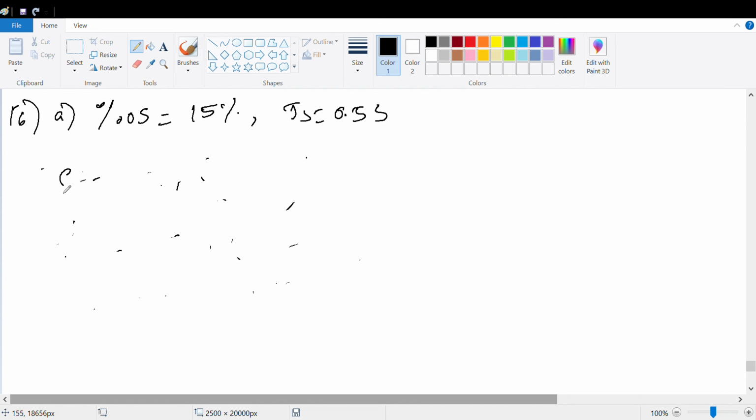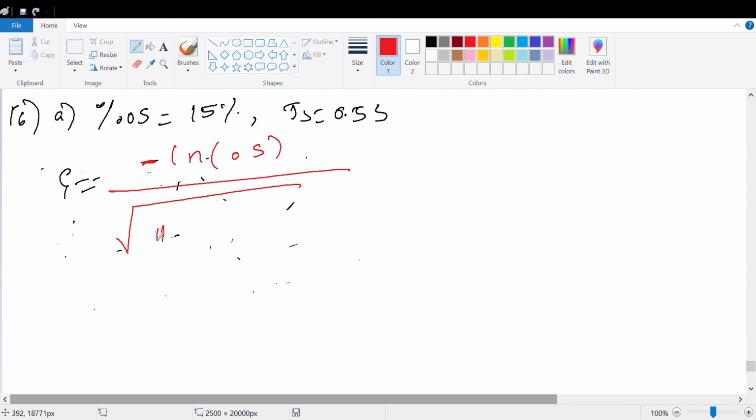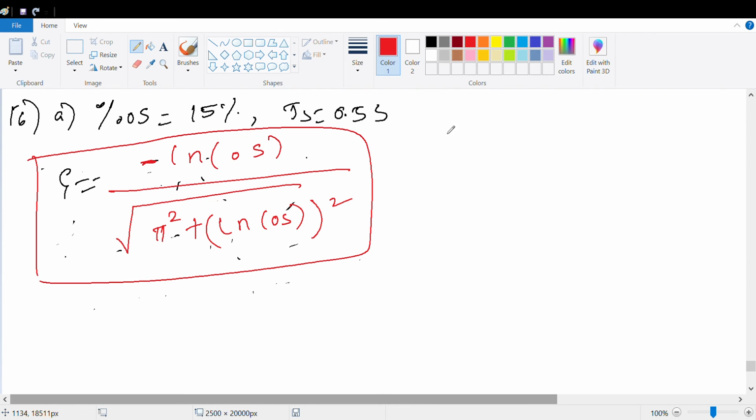Now zeta: if you know percentage overshoot, we can find the zeta. The formula is minus ln overshoot by square root of pi square plus ln overshoot whole square. This is the formula for damping ratio. If you know overshoot, we can find the damping ratio, and we know the settling time TS is 4 by zeta omega n, and if you get the damping ratio, we can find omega n.